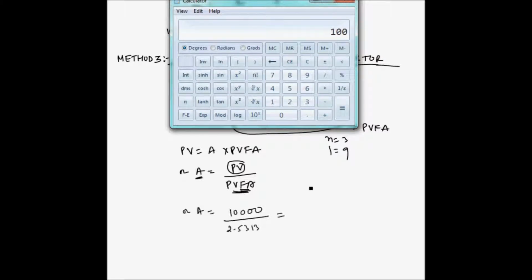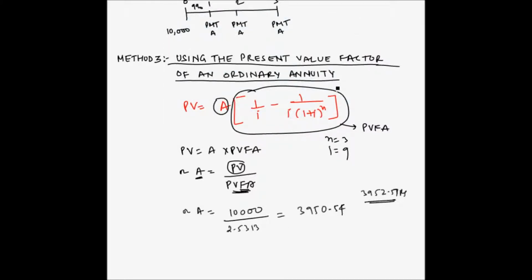So 10,000 divided by 2.5313. So this comes out to 3950.54. Now in the previous two methods, the answer we got was 3952.57 rupees. So there is slight difference, and that's basically because of the rounding off error. Now let's move to the fourth method, which is to use the financial calculator.